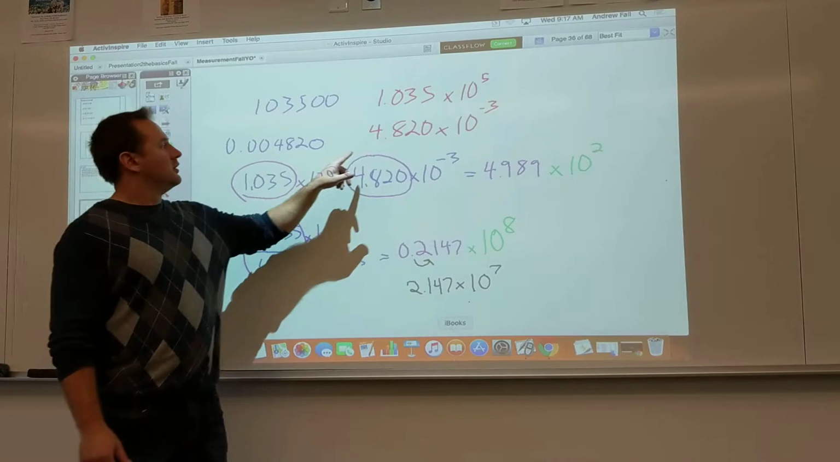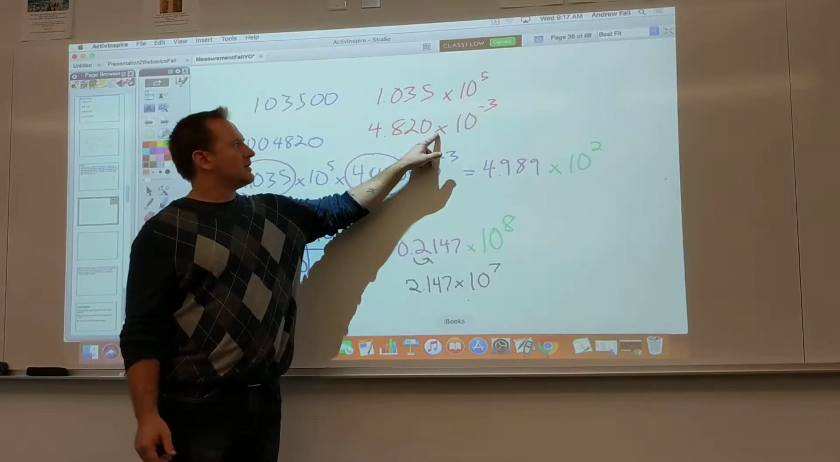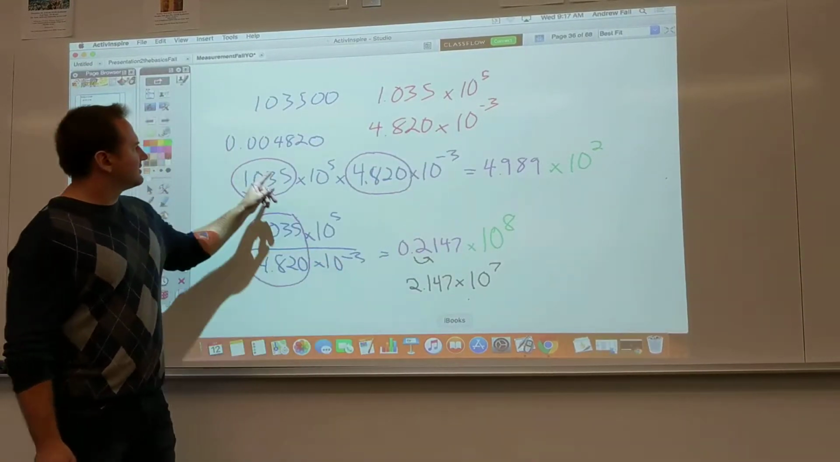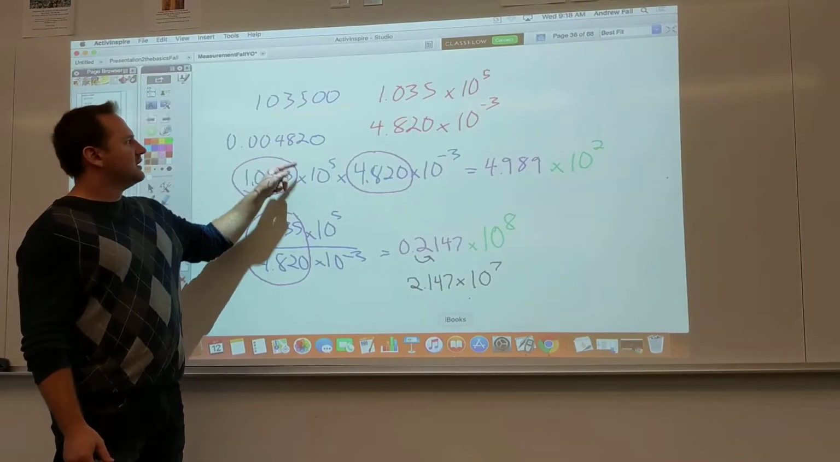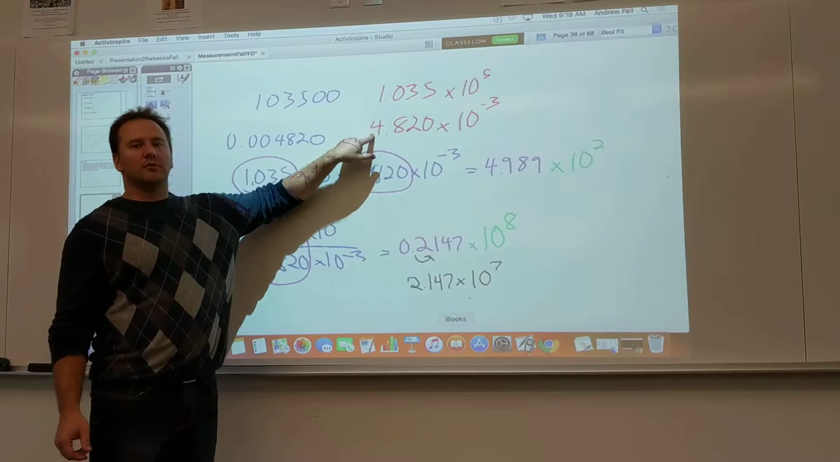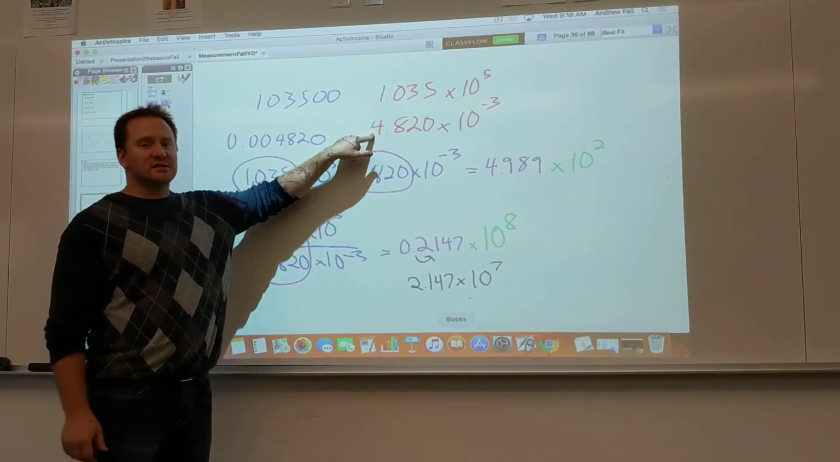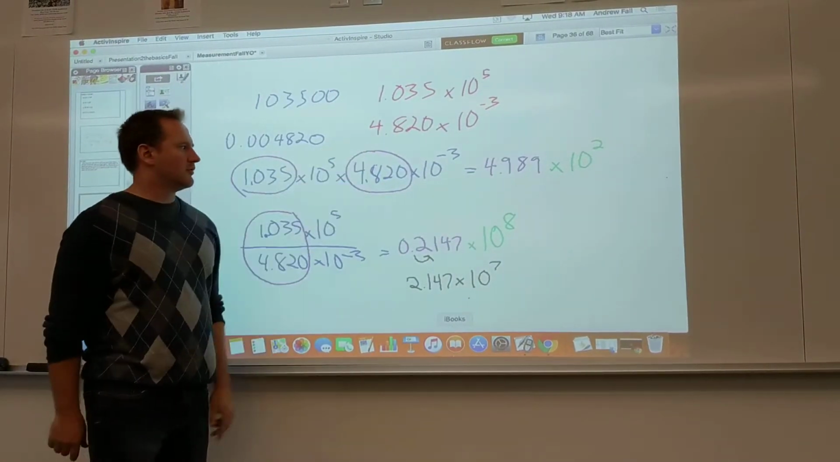So when you write this, you would put 4.820 times 10 to the negative third. And the reason we write 10 to the negative third is because you would have to move the decimal 3 places in order to get it so that you had one number in front of the decimal. Whenever we write things in scientific notation, there is one number in front of the decimal.